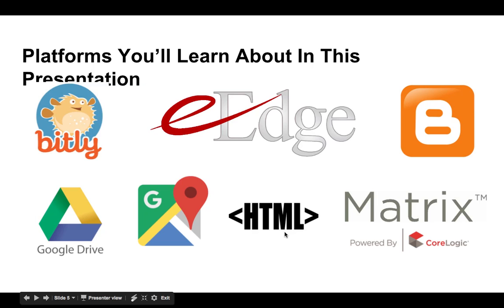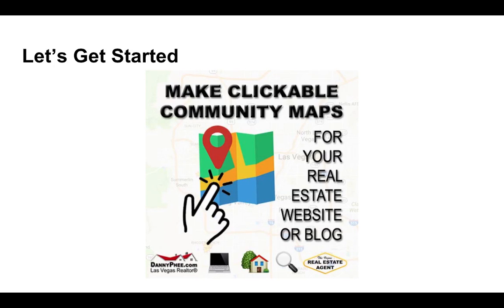Okay, so those are the platforms that we're going to learn a little bit about in this presentation. If you stick around to the end, you're going to know how to have a clickable map that you can implement yourself, or your assistant can implement themselves onto your real estate website or blog. So go ahead and get ready. We're going to get started on how to make a clickable community map for your real estate website or blog.